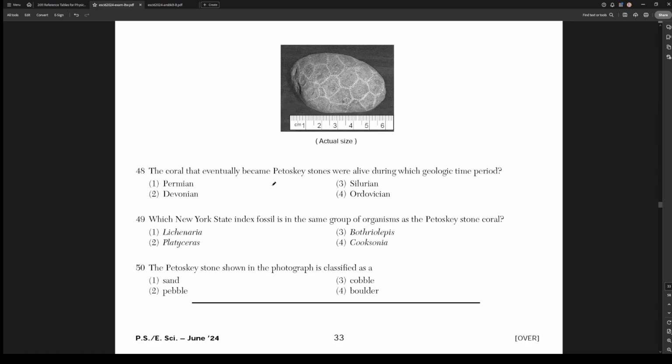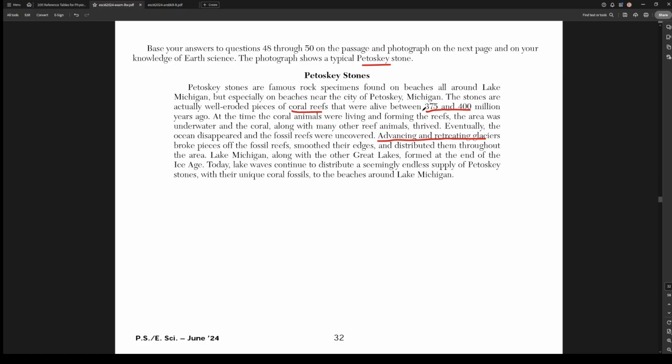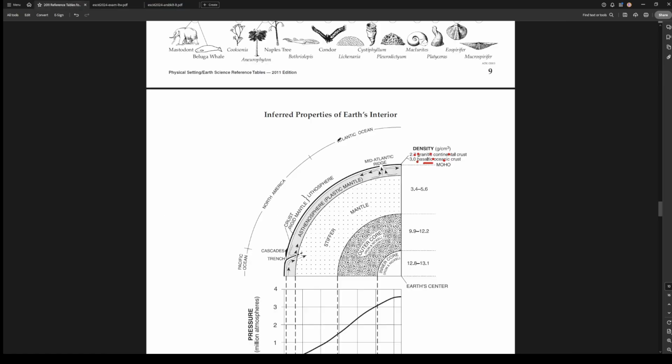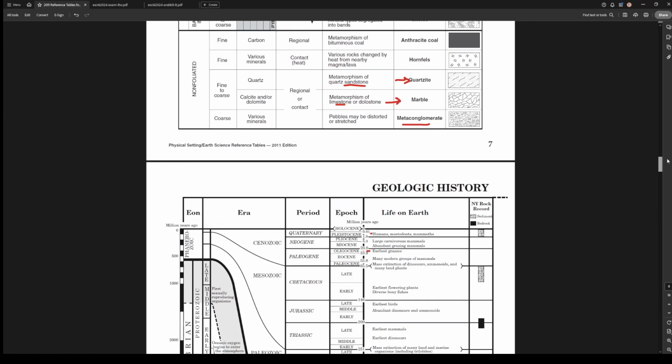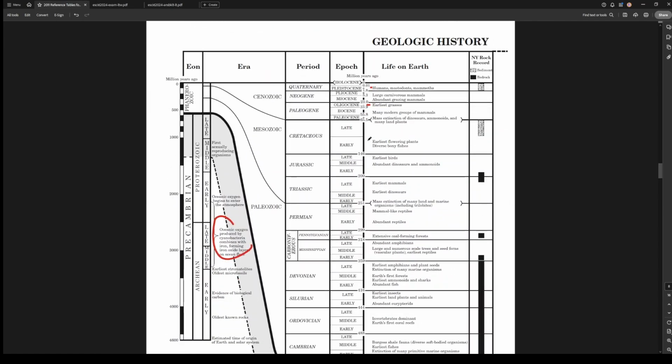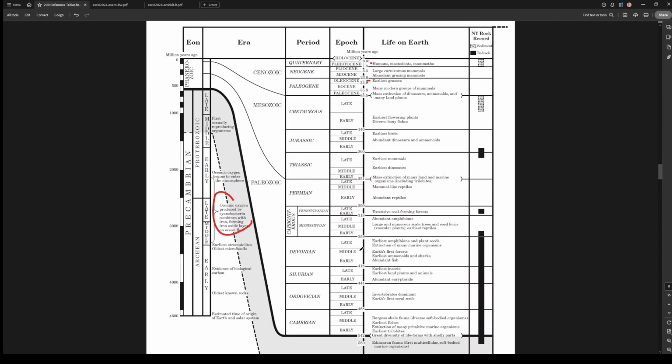The coral that eventually became Petoskey stones were alive during which geologic time period? Okay, right there, 375 to 400 million years ago. We need a time period for that. So we're going to go to our time scale and go to that spot. Right here, 375 to 400, which is right here. It's the Devonian.